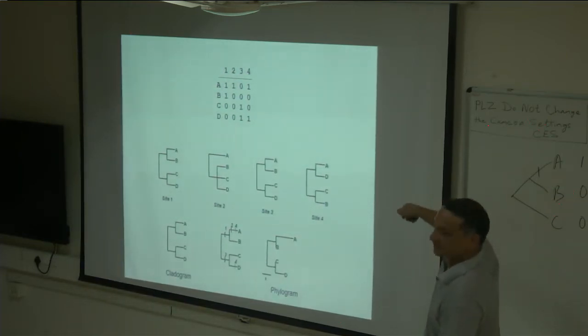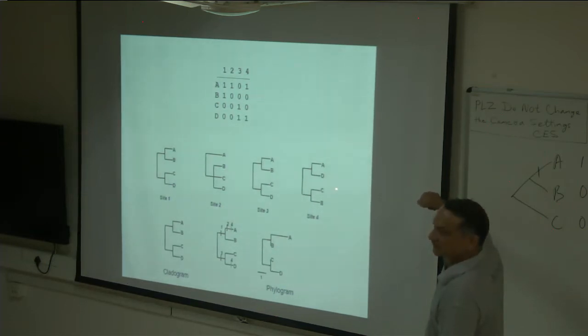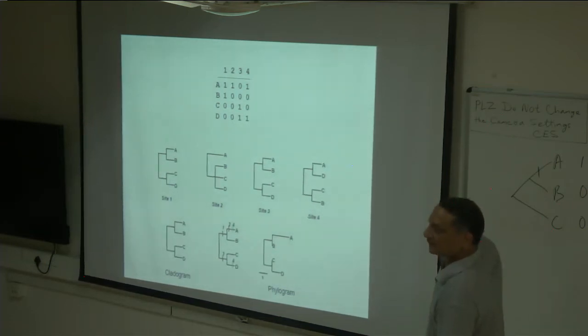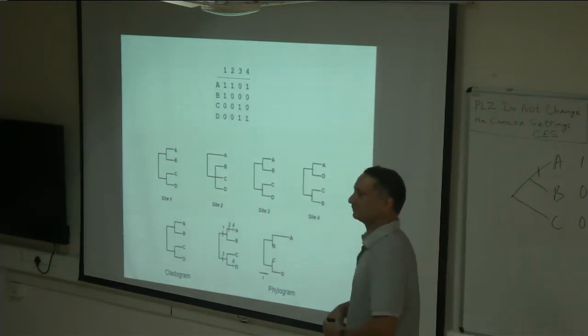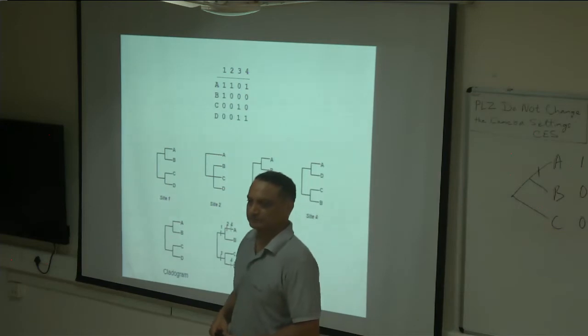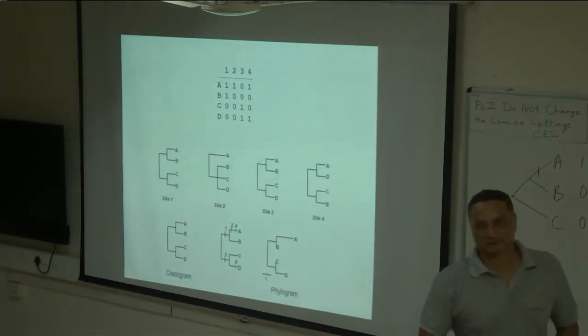Character 2, this is the tree. Character 3, this is the tree. Character 4, this is the tree. Right? Now, which is the right tree? Which is the most parsimonious tree? And why?